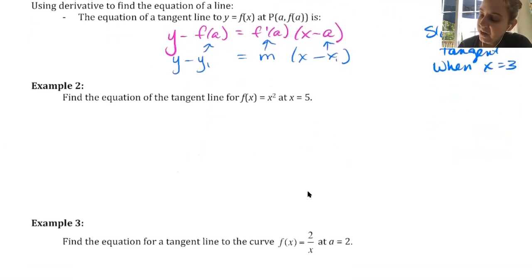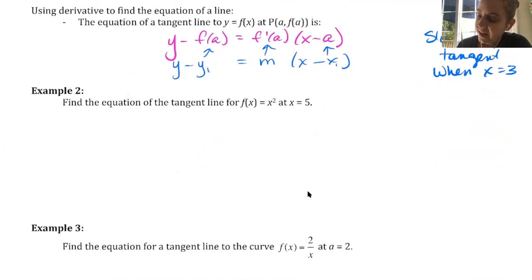Example 2, find the equation of the tangent line for f of x equals x squared at x equals 5. Let's get the easy stuff out of the way. What's a? A is really your x1. That's your 5.